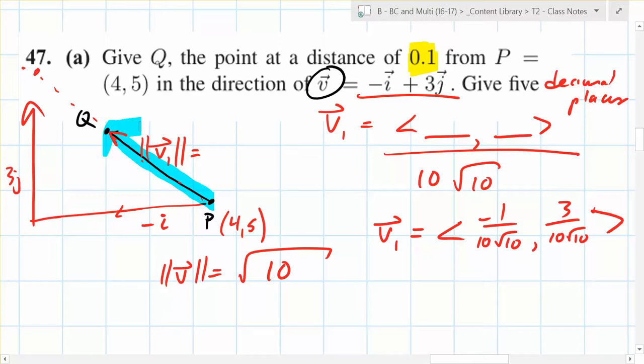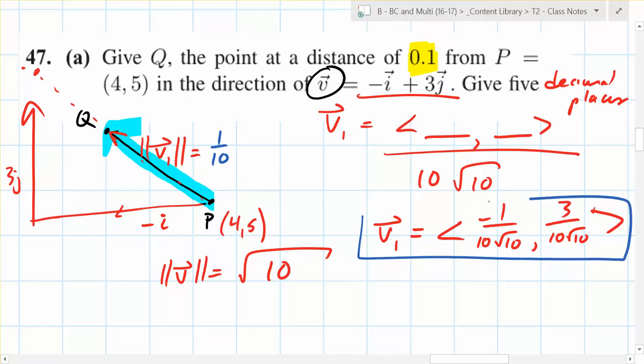Is that vector going in the same direction as V? Yes, but it has a magnitude of? No, what's the magnitude of that? What's the magnitude of V1? 0.1, 1/10, right? Okay, so Q is the end of that vector from P. So what's the starting value? You know Q is going to be what x value? It's going to be 4 plus what?